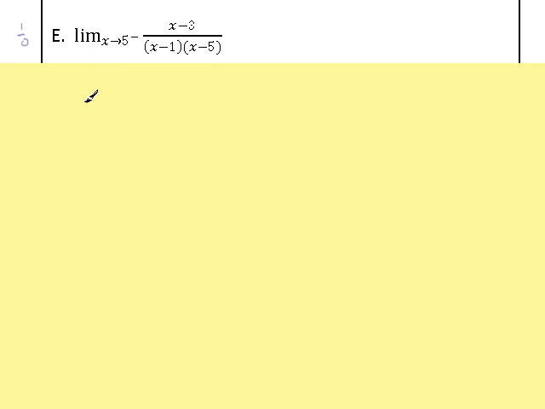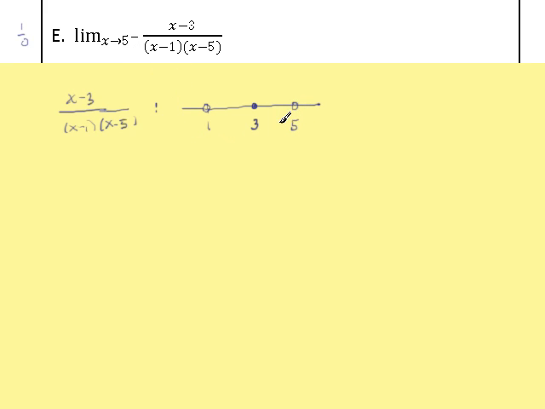So what we do is a plus-minus analysis on this expression, x minus 3 over x minus 1 times x minus 5. We put on the number line the zeros of the numerator and denominator. Those would be 1, 3, and 5. At 1 I'm going to put an open circle because it comes from the denominator. At 3 a closed one, and at 5 another open one.